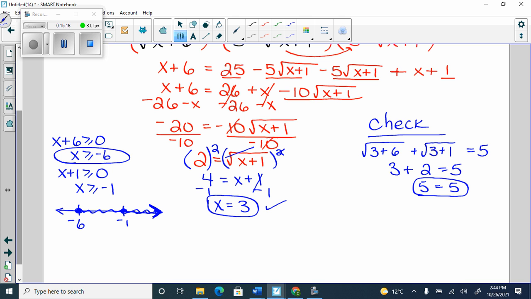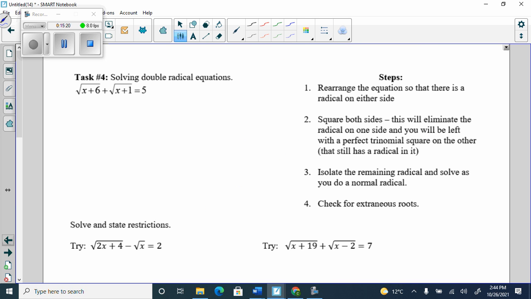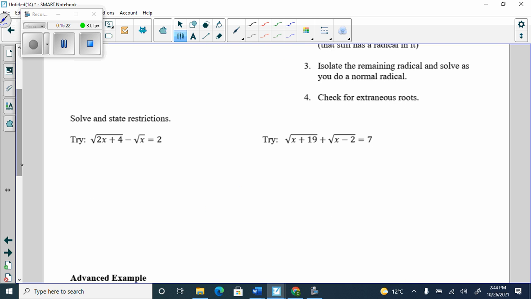Then we're going to look at the next one. So the next one is square root 2x plus 4. We'll do this one together as well. Square root 2x plus 4 minus root x equals 2.